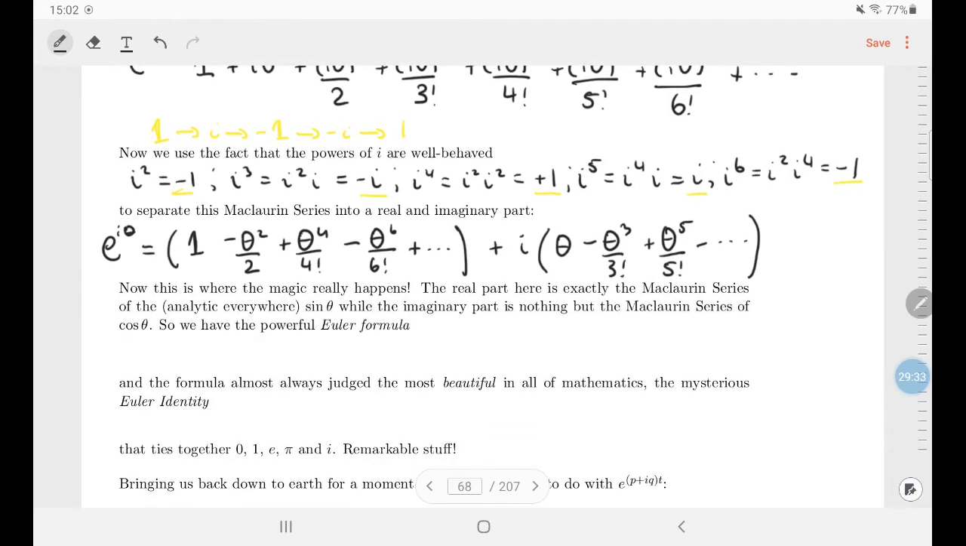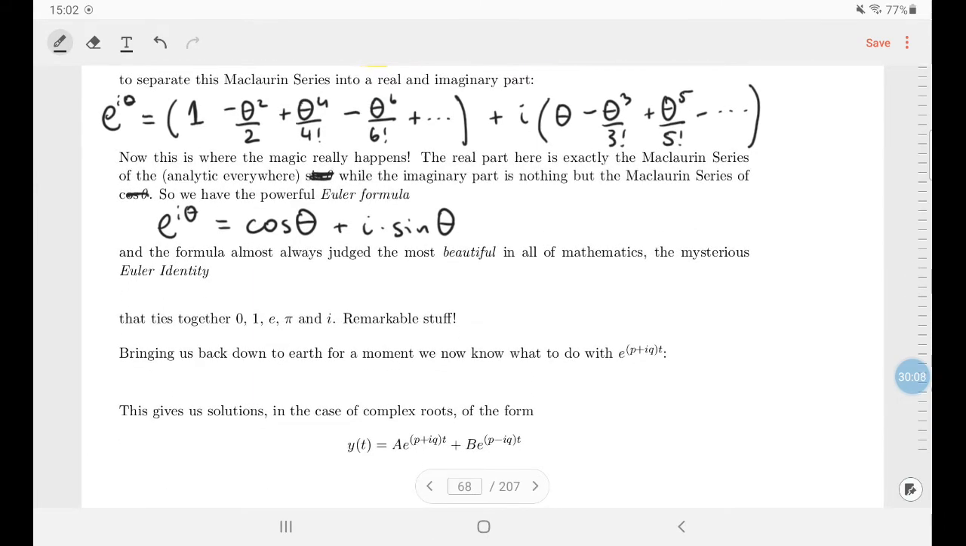Now this is where the magic happens. The real part here, the bit with the even powers of theta, is exactly the Maclaurin series of cos. That's actually the wrong way around. That's cos, that's sine. So you have the very, very powerful Euler formula: e to the I theta is equal to cos theta plus I sine theta. Now things are a little bit better. The problem still is you still have a complex number.